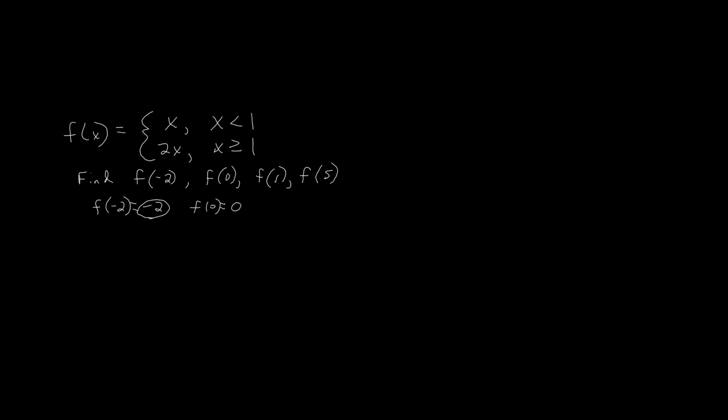The next one is 1. Well, 1 is the actual key number in both of these situations, so you have to be careful on this one. This one says x has to be less than 1, period. The number 1 itself is not less than 1. The second function says x has to be greater than or equal to, and it's all about this 'or equal' right here. Well, 1 is equal to 1. So for 1, we use this function. So f of 1 equals 2 times 1, which equals 2.